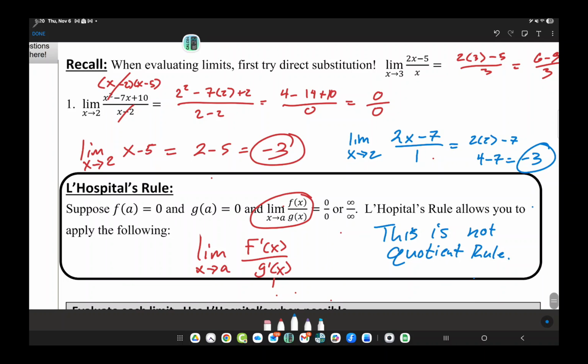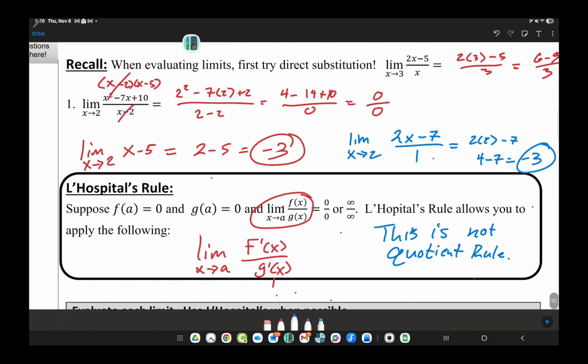So, what happens though if you still get 0 over 0? You take the derivative again. And if you still get 0 over 0, you take the derivative. You just keep going until you don't get 0 over 0 anymore. Now, is it still possible that the answer does not exist? Yes, it's still possible. But as long as you get 0 over 0 or infinity over infinity, you keep doing the derivative until you no longer get that. L'Hopital's rule only works if you get 0 over 0 or infinity over infinity.